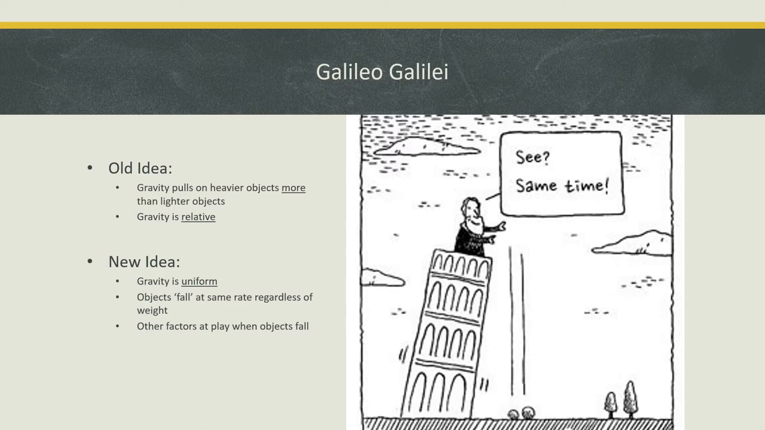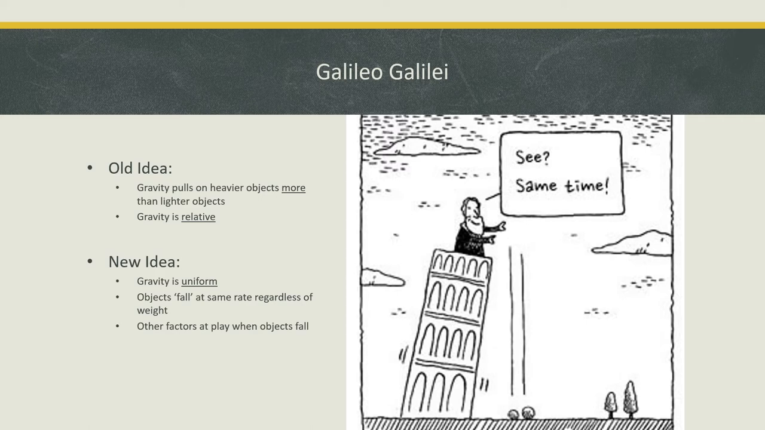The new idea propounded by Galileo Galilei is that gravity is uniform. Gravity pulls all objects at the same rate, regardless of weight. And he did this by dropping those aforementioned cannonballs off of a tower, the Leaning Tower of Pisa in this illustration. And they fall and they land at the same time. Unappreciable difference. Though there are other factors at play when objects fall.